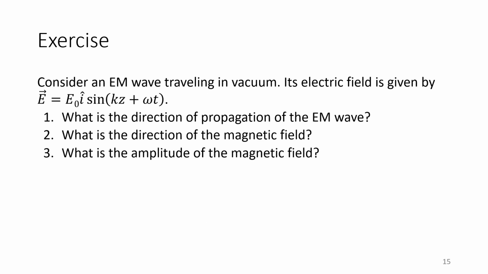The last problem may be solved using similar strategies from the first two questions. Direction of propagation may be determined from the argument of the sine function. The direction of the magnetic field is determined by the right-hand rule, or through cyclic permutation. And the amplitude of the magnetic field is just obtained by the relationship E is equal to cB. I'll leave the calculations up to you. You may pause the video if you like.